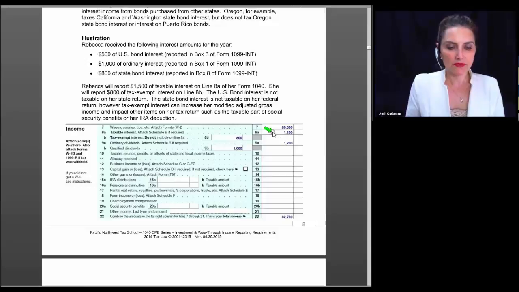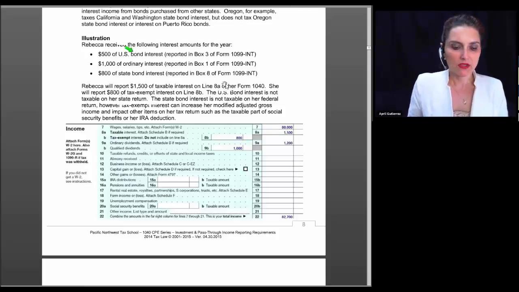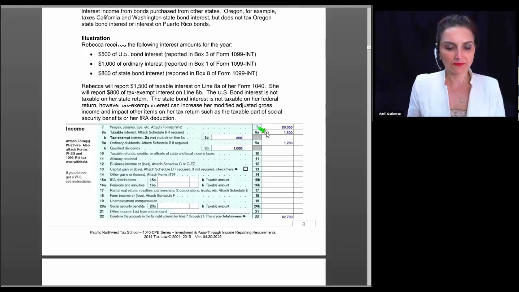When we get to the state return, of the $1,500 appearing on line 8A, $500 cannot be taxed by the state. So if you have a state return that is working off the federal adjusted gross income, you would have to enter a $500 subtraction on the state return.